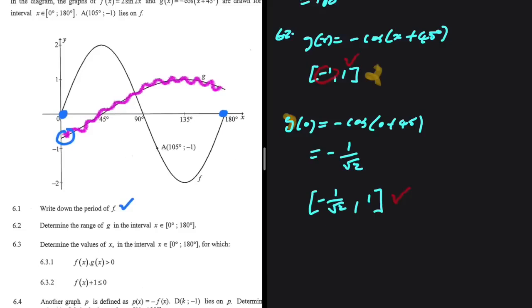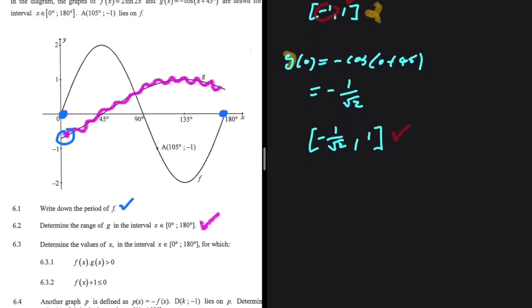This is because of the restriction we have. We are given an interval we are interested in. Generally it will be minus 1 to positive 1, but here it is a bit different because of the restriction. Just like in question 4 of mathematics paper 1.